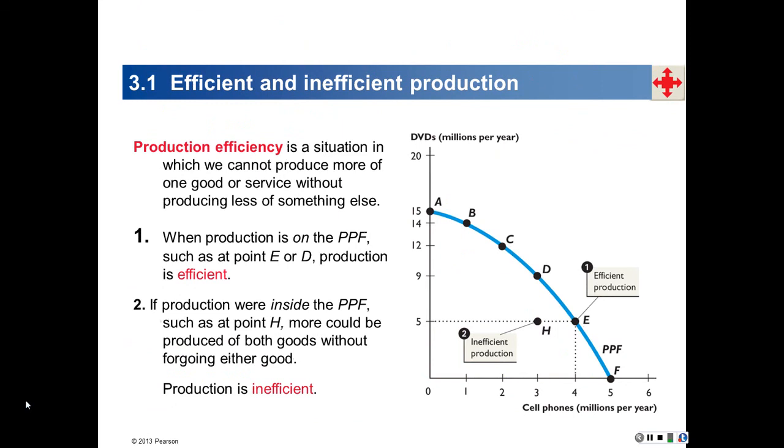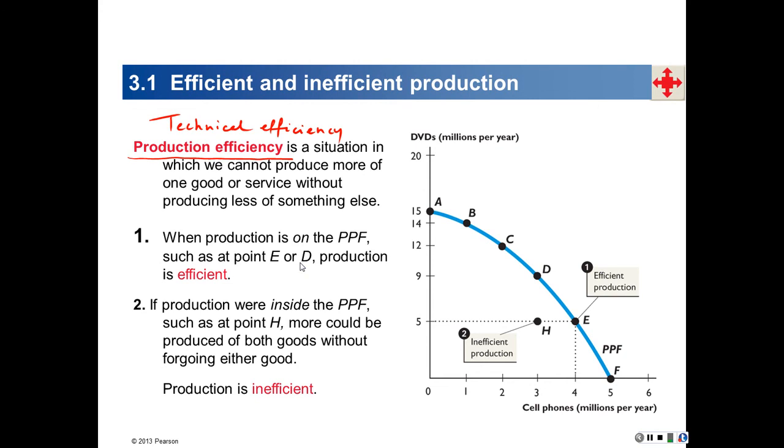Now we can talk about something called efficiency. When do we have production efficiency? By the way, this is also sometimes referred to as technical efficiency. So when do we know that we have achieved technical efficiency? We know we have achieved technical efficiency when it is not possible to make more of one good without giving up quantities of the other. Meaning, it's not possible.